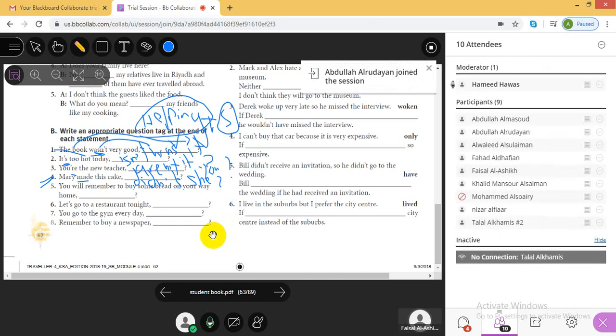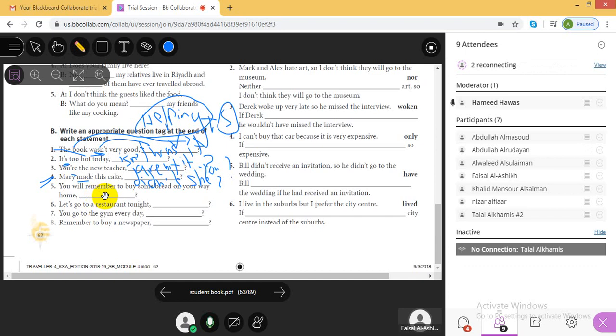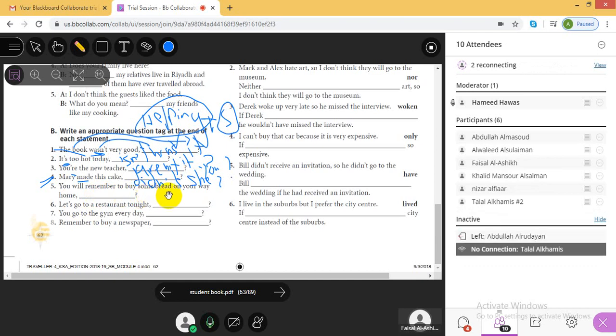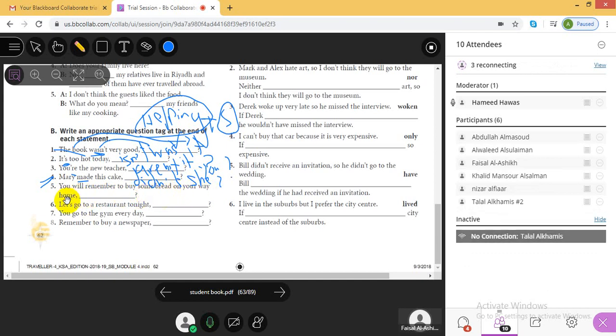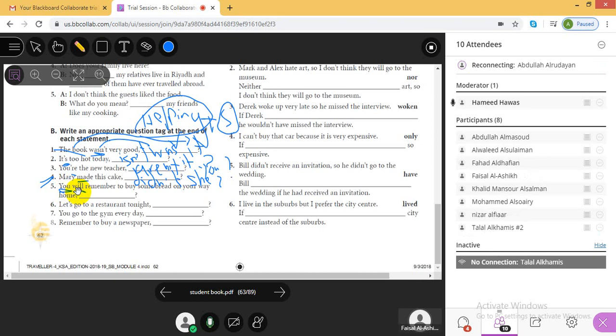Who can do the next one? Yes, you will remember to buy some bread on your way home. Where is the auxiliary verb? Where is the helping verb? It's will. Okay? And where is the subject? You. Will here in its positive form. You will make it in its negative form.